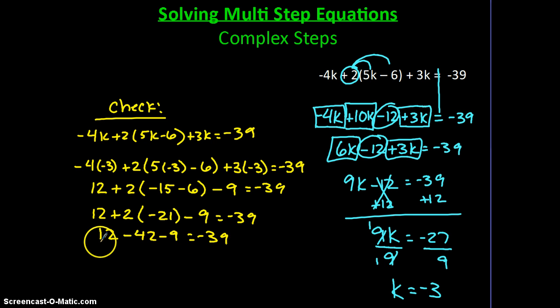And from here, I'm going to go from left to right, subtracting. So 12 minus 42, those are different signs, so therefore I know it's going to be a negative because the 42 is higher. And then 42 minus 12 is 30, minus another 9. Same sign, so I'm going to add them and keep that negative 39. And that's equal to negative 39, therefore we are correct.